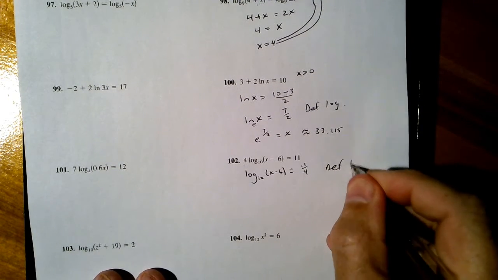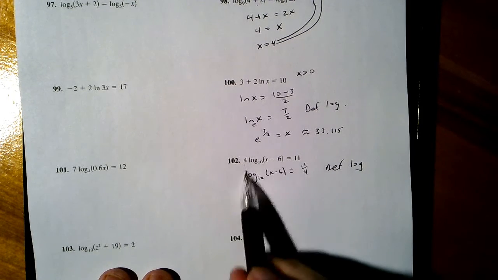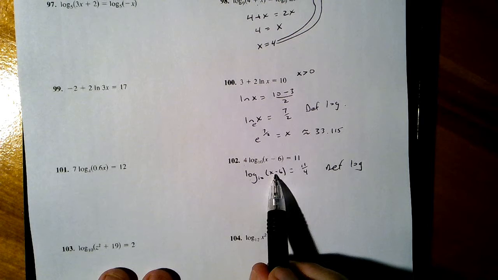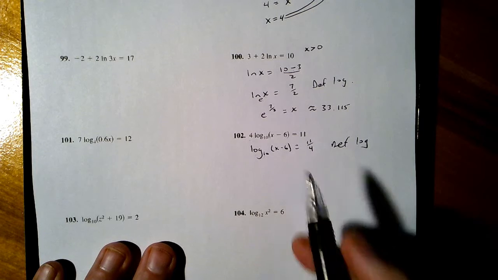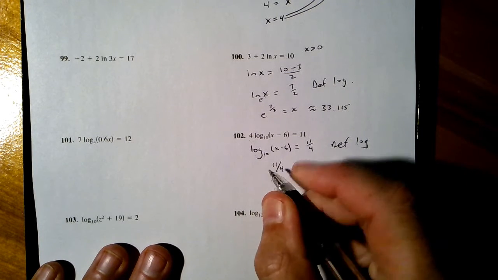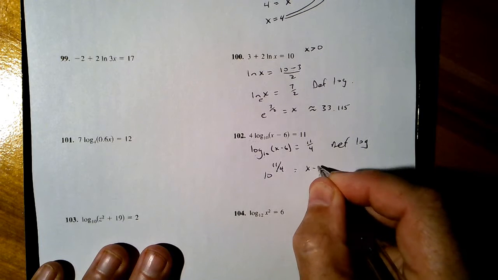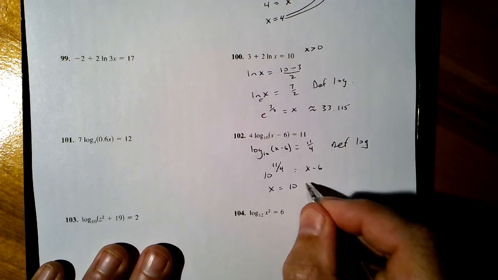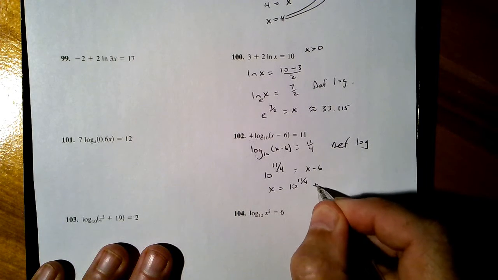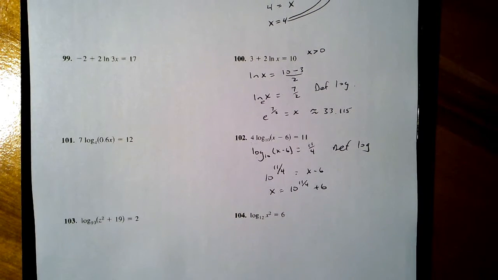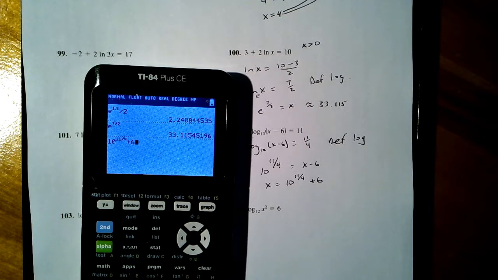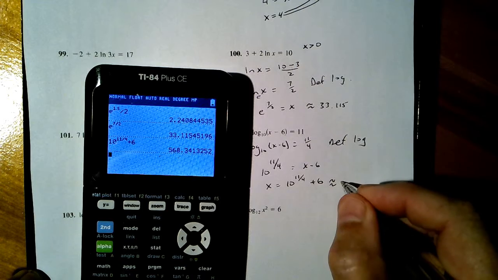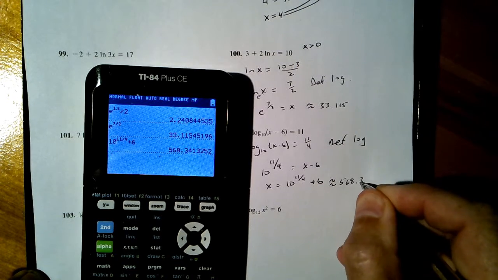Now, definition of log. This big old thing here is the exponent that turns 10 into x minus 6. Can we apply it though? This is 11/4. So 11/4 is the exponent that turns 10 into x minus 6. Or x minus 6 is 10 to the 11/4. Rescue the 6 with addition. 10 to the 11/4 plus 6 is approximately 568.341.